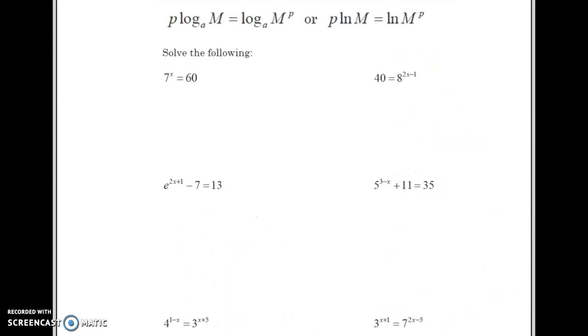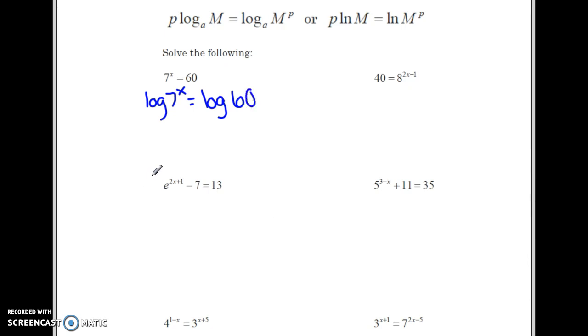For these problems you are not going to be able to get the bases to be the same. 7 is already prime. There is no 7 to any power that's 60, because 7 squared is 49 and 7 to the third power is 343. I'm not going to be able to get the bases to be the same, but I'm going to use this property. I'm going to take the log of both sides. So log 7^x equals log 60.